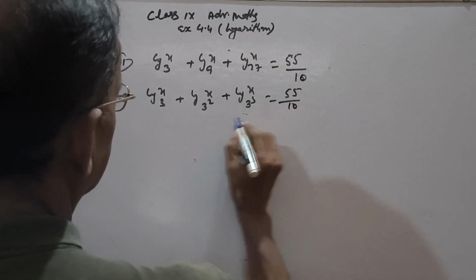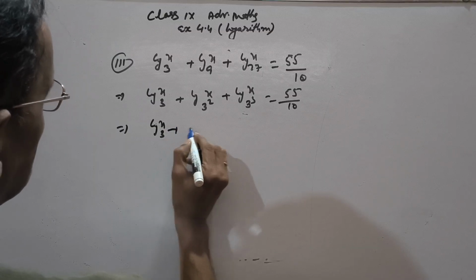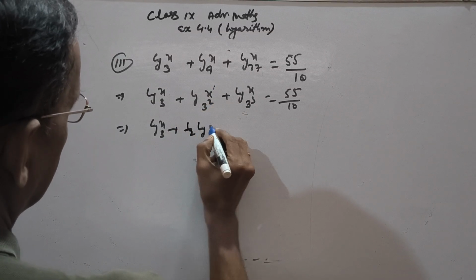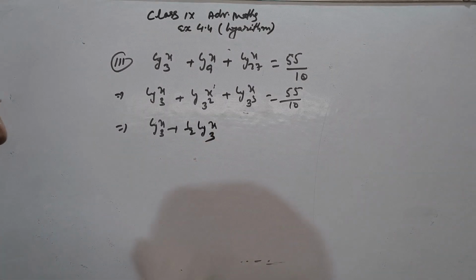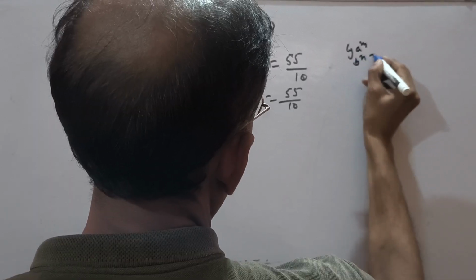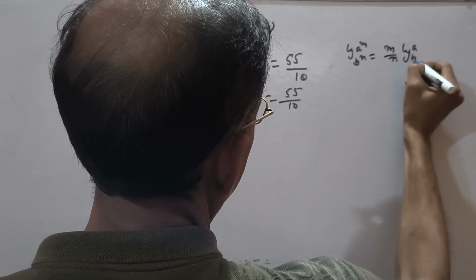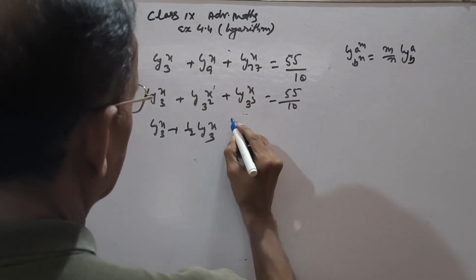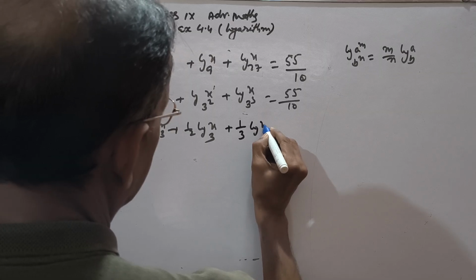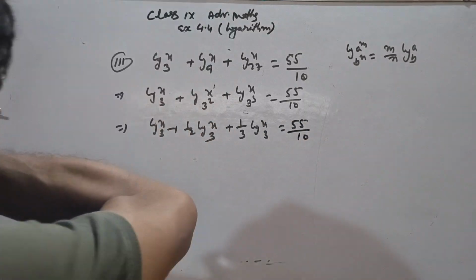So this is log x to the base 3. You know this is power 1 here. 1 by 2 we can write here, log x to the base 3. This formula, log a to the power m to the base b to the power n can be written as m by n log a to the base b. So 1 by 2, here similarly 1 by 3 log x to the base 3 equal to how much are we getting? 55 by 10.